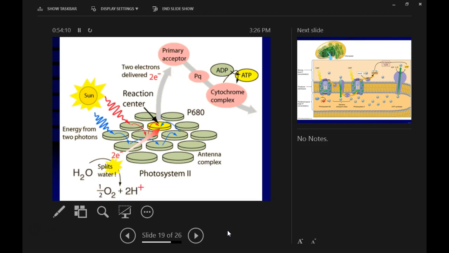Now you'll notice our reaction center has a different name. It's called P680. P680 is the name of the reaction center in photosystem II. And we call it that because, like the other one, that is the wavelength of light at which those chlorophyll molecules have their greatest absorption, 680 nanometers.